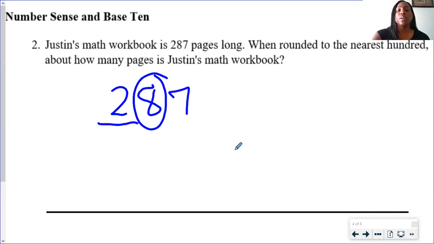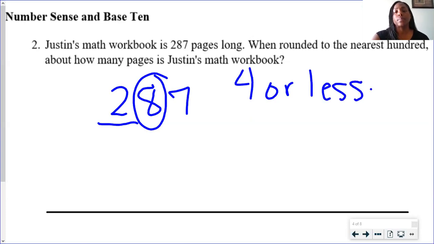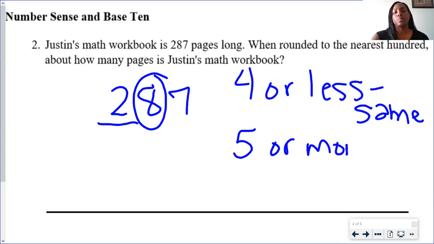So we learned 4 or less means same, okay? Just stays. And I'm writing with my fingers, friends. Okay, and then we learned 5 or more, add 1.